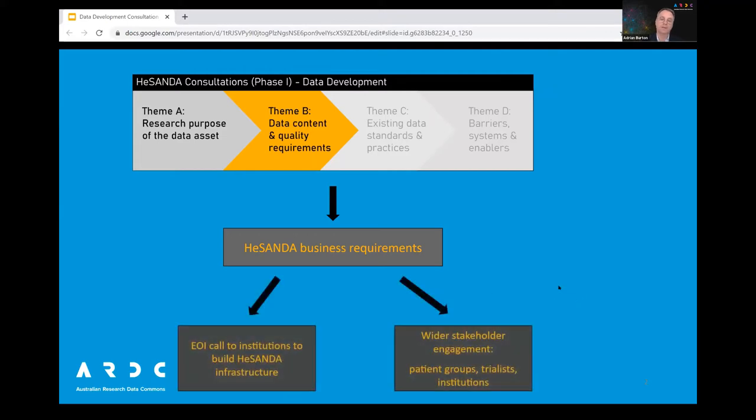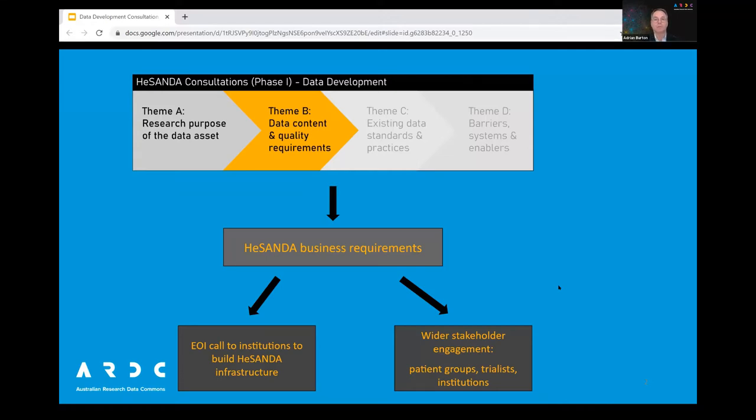And then that sketch of the HeSANDA business requirements will go off in two directions. One will be for an infrastructure arm, what kind of infrastructure could we build that would actually address those business requirements. And then we will also take that kind of sketch of HeSANDA off for much wider stakeholder engagement, saying, okay, if we bring together this kind of a national data asset for these kind of research purposes, what do the patient groups think about that? What do the trialists think about that? What do the institutions, etc.? So that's a much broader, I suppose it's more of the culture and the framing of such an initiative with these key stakeholder groups.